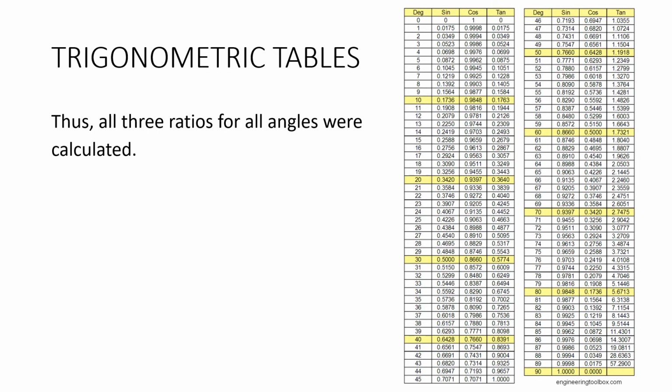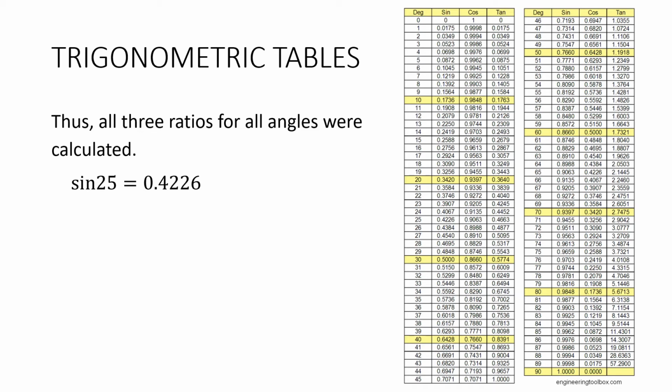And that was how all three ratios for all angles were calculated. And they were stored into a table like this. So if you wanted to look up sine 25, for instance, you would go to the sine column, go down to 25, and then look up the ratio. And that's the ratio of the opposite side to the hypotenuse of any right-angled triangle with an angle of 25 degrees.